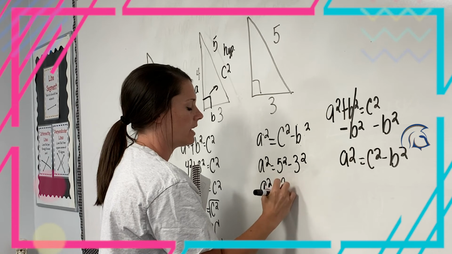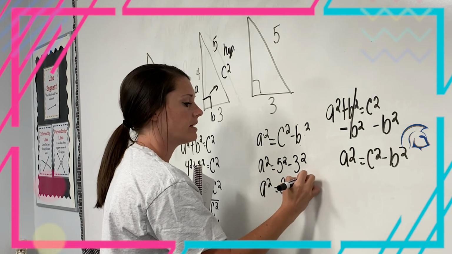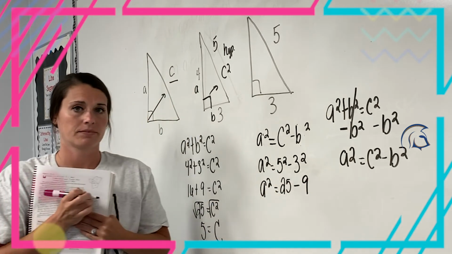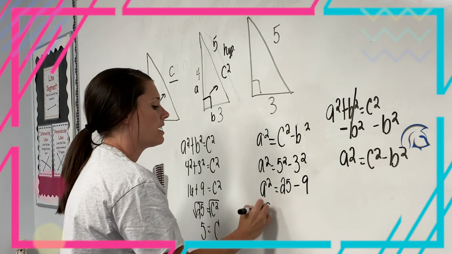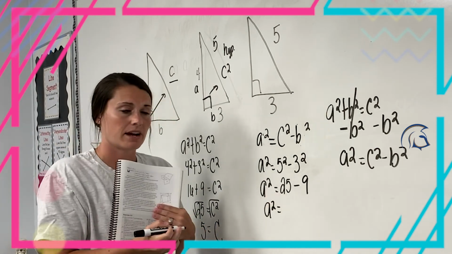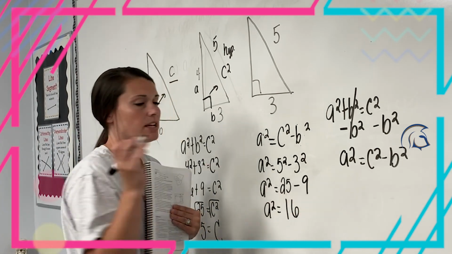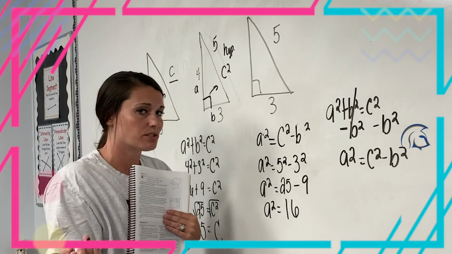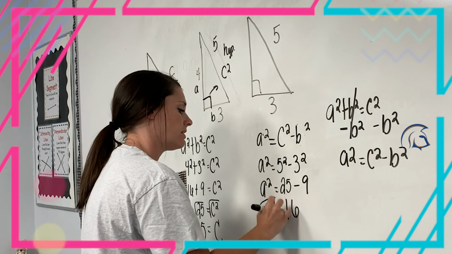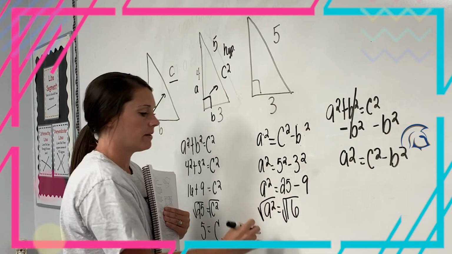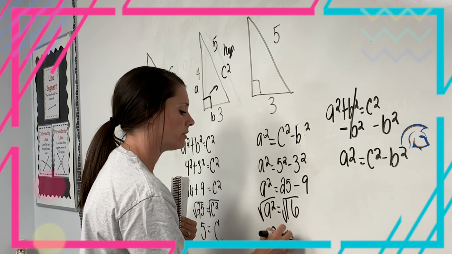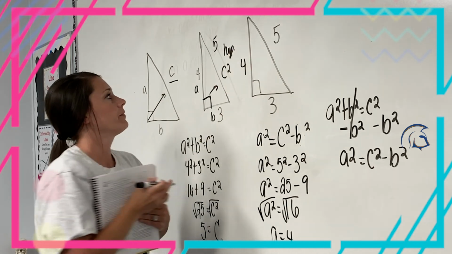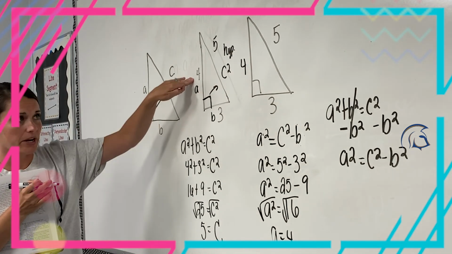a squared equals 25 minus 9, okay? 25 minus 9 is 16. Can I stop there? No. It's a squared, I need just regular a. Take the square root to cancel out the square, and you're going to get a equals 4. Whoa, am I right? I'm right, okay?